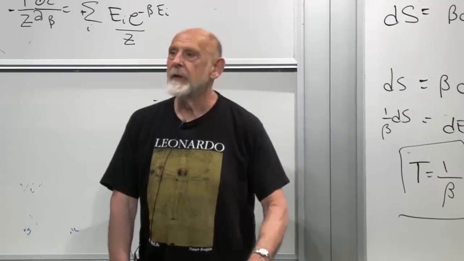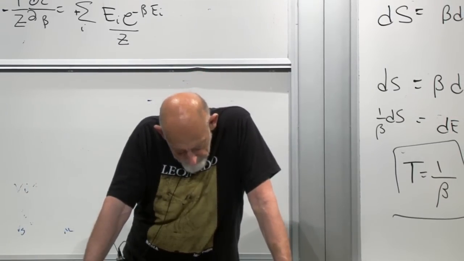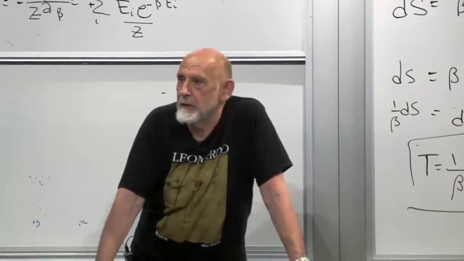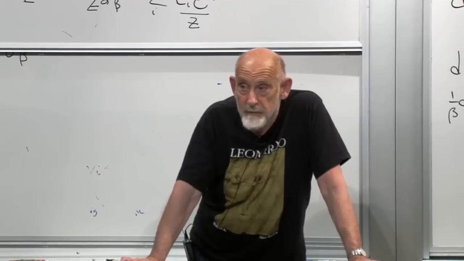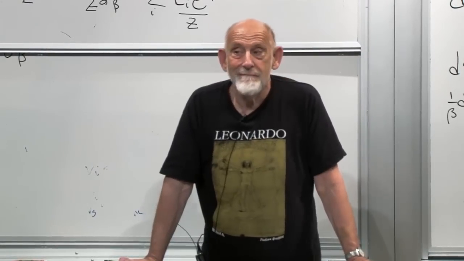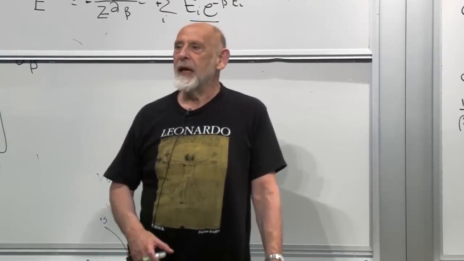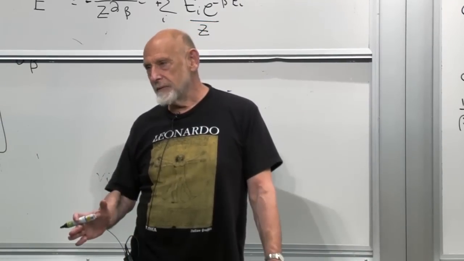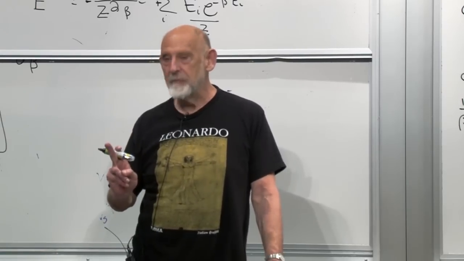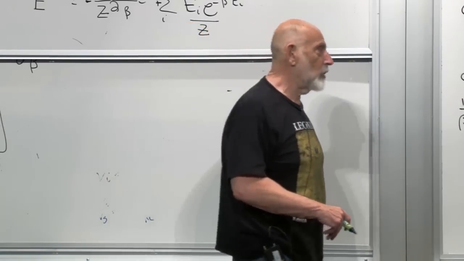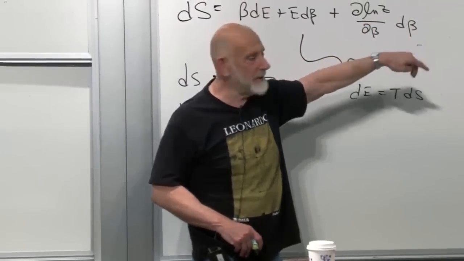Does that assume that the log Z doesn't depend on E? It does depend on E. It depends on either E or beta. Then don't I have to say d log Z dE? No. It depends on only one variable, either E or beta. They're connected. There's only one independent variable. And I could have differentiated with respect to E, but that would have made it more complicated.